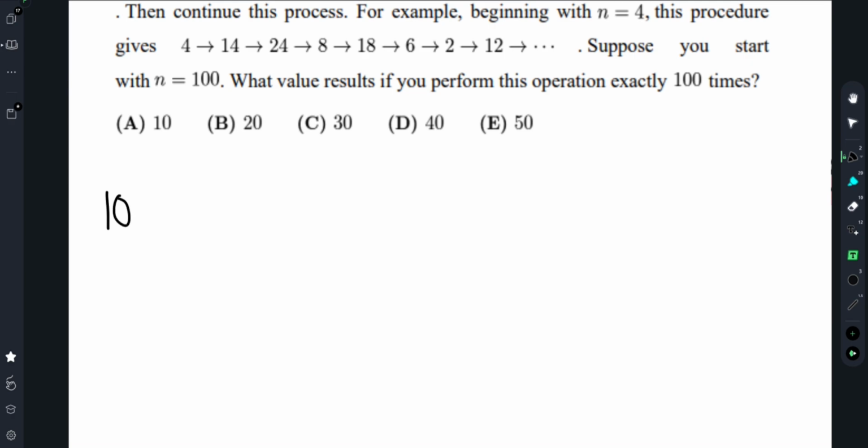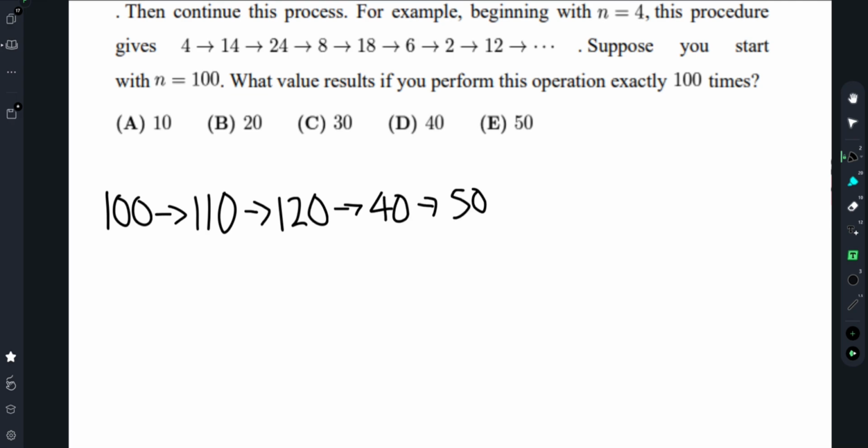So 100. Not a multiple of 3, so we add 10. Not a multiple of 3, so we add 10. Aha, this is a multiple of 3. Let's divide it by 3. 40, not a multiple of 3. 50, not a multiple of 3. So now we continue this down.